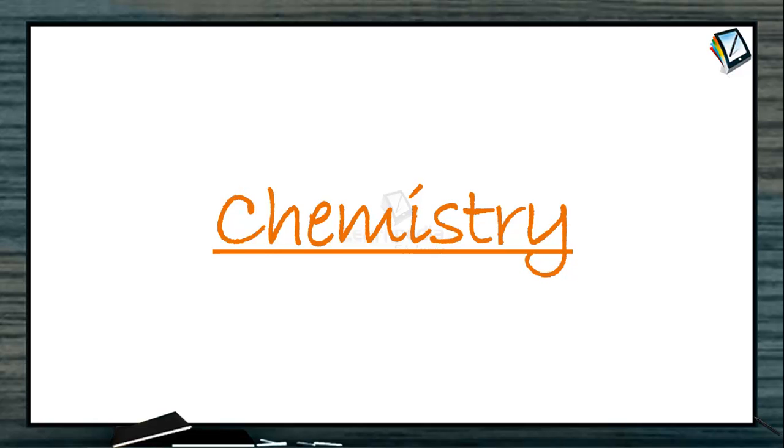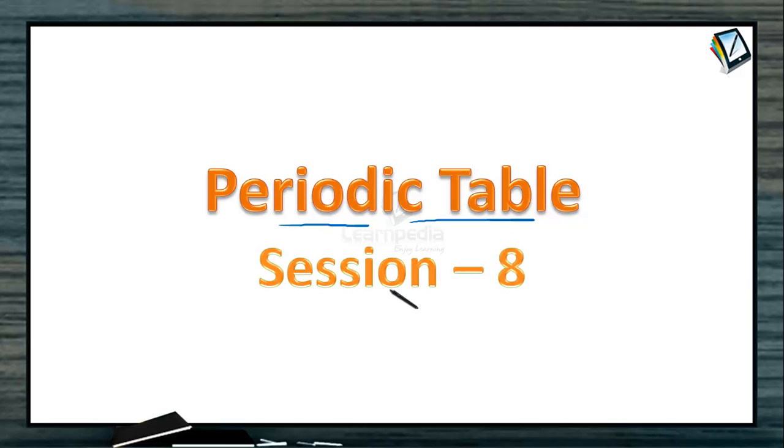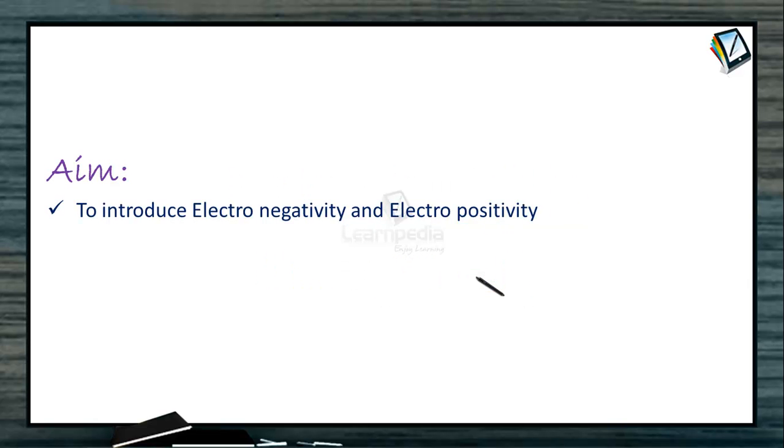Welcome to chemistry classes. We are in the chapter periodic table. In this session, we are going to introduce new terms like electronegativity and electropositivity. These two terms are very important in bonding of the elements.